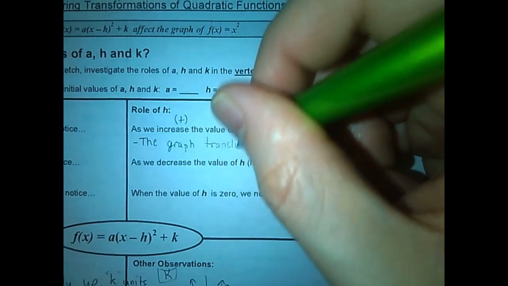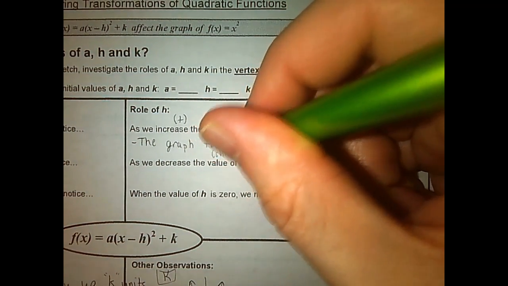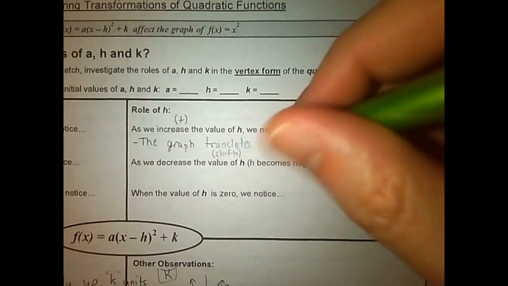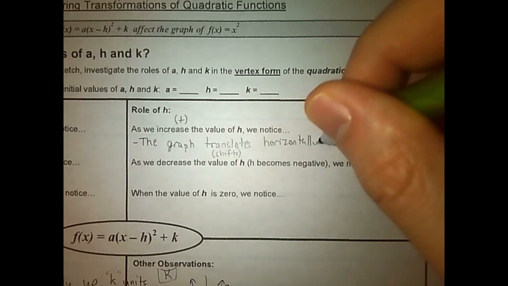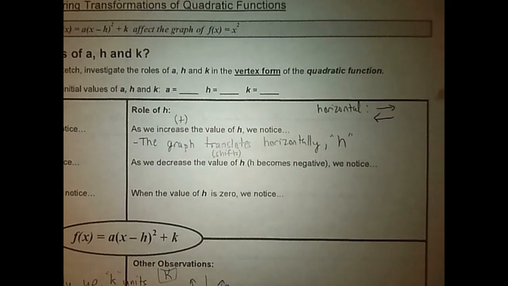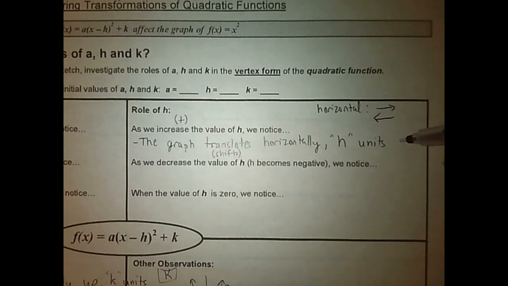translates, and you can write shifts if you want to as well. I'll put that down here again. The graph translates or shifts horizontally, we're going to say h units, because we don't know what the number is in this case. So h units, and since we're saying this way, it's going to be to the right. See that t there? There we go.